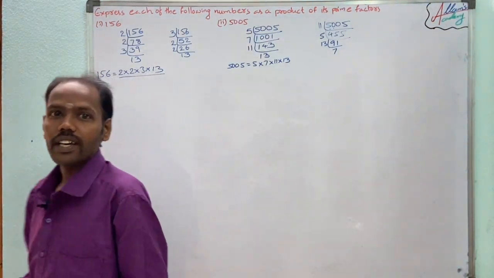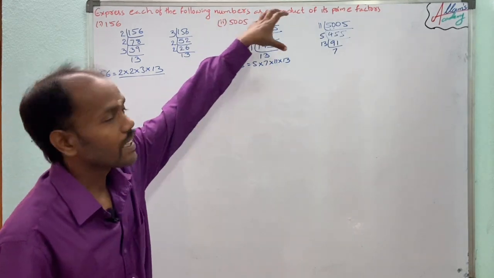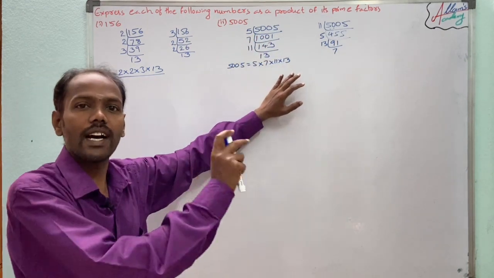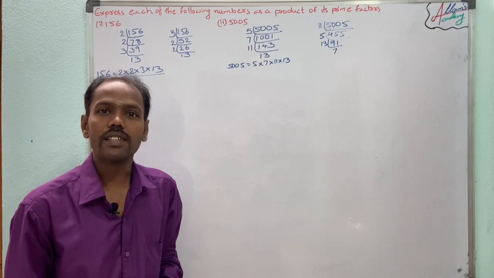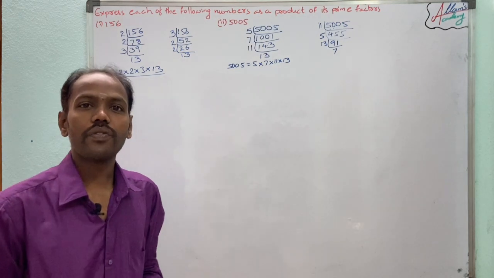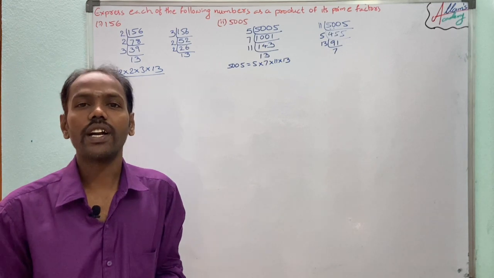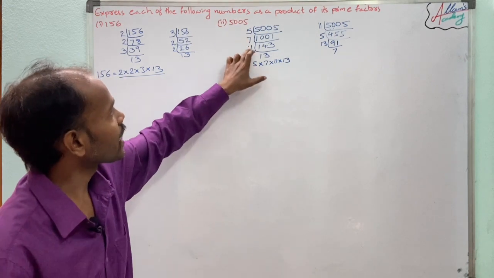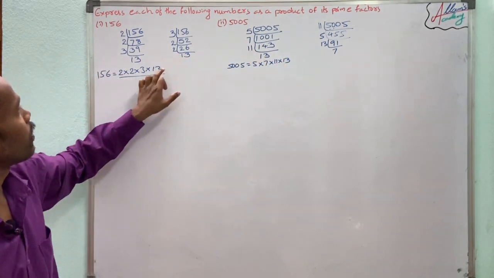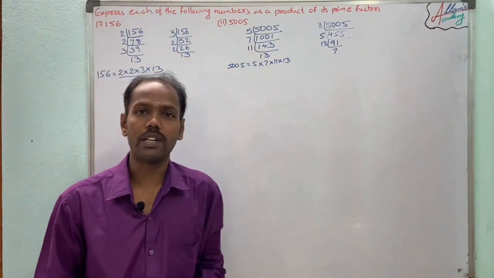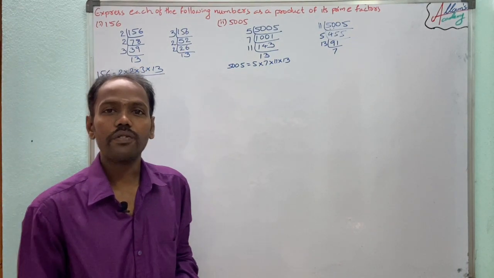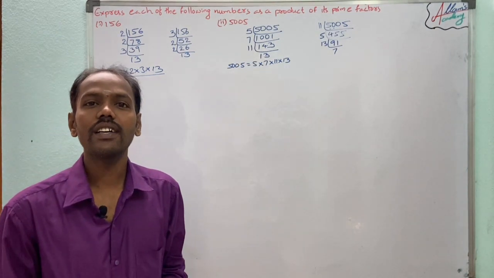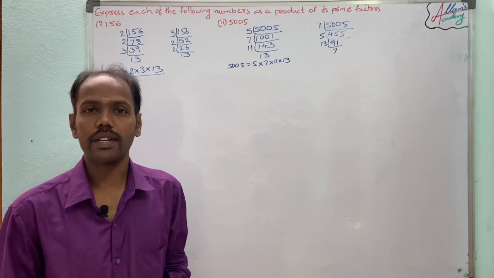So by that we can conclude that by writing the prime factorization we get the same prime numbers, but the order may be different. This is called the fundamental theorem of arithmetic, the prime factorization principle. The order of the prime numbers will be different, but we get the same prime numbers only. Now we see, through prime factorization, finding the HCF and LCM of the given numbers.